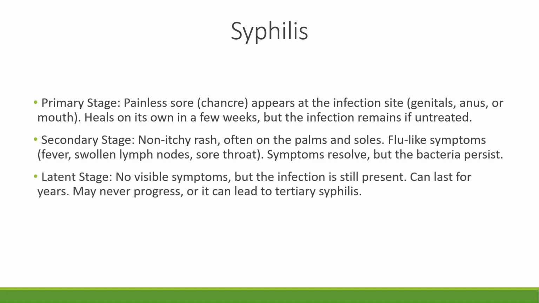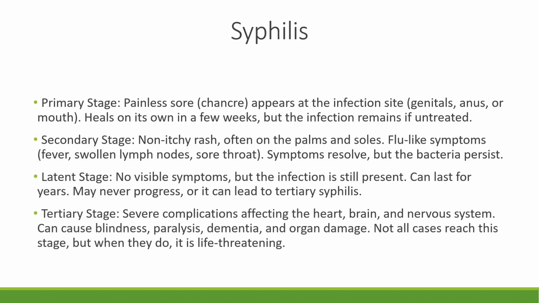Latent stage is a phase where there are no symptoms, and it can last for years despite the absence of signs. The bacteria is still in the body, progressing to severe complications. And then finally, we have the tertiary stage. If untreated, syphilis can advance to this stage, and this causes serious health issues, including with the heart, the brain, and other organs.